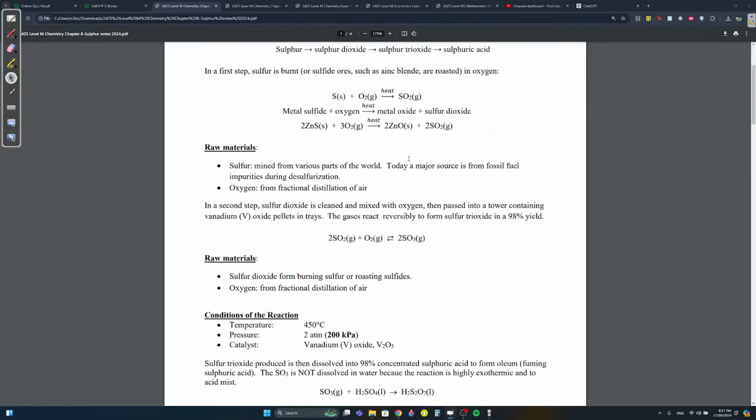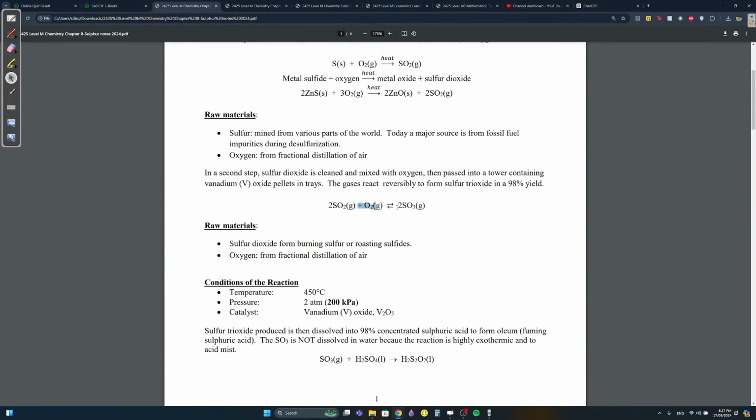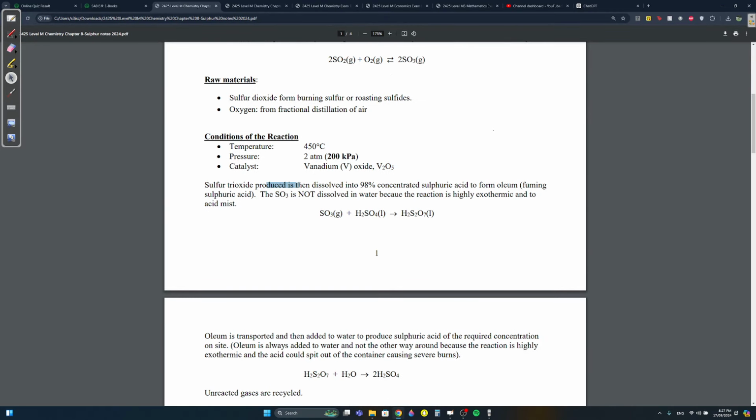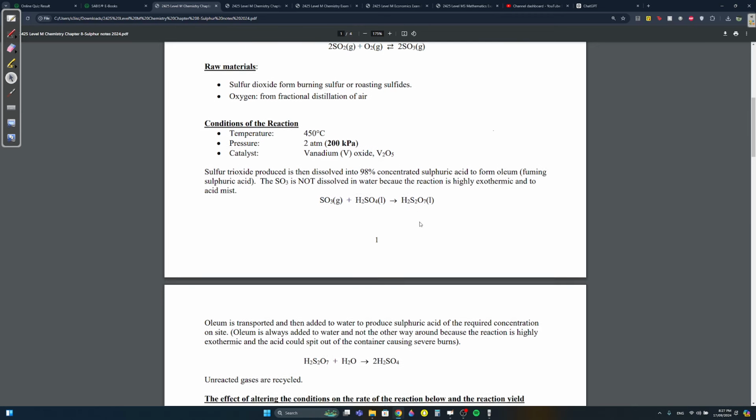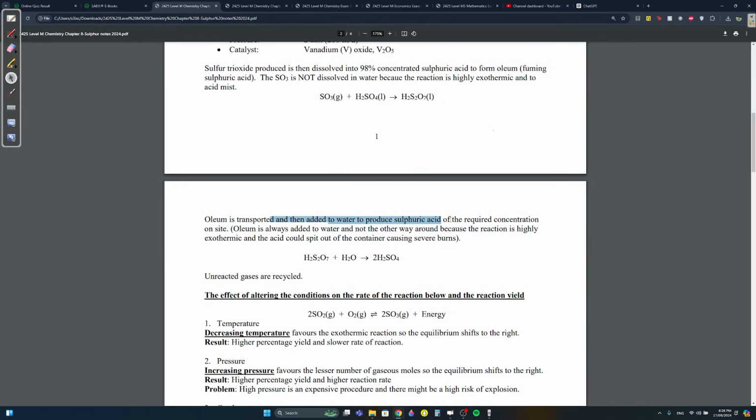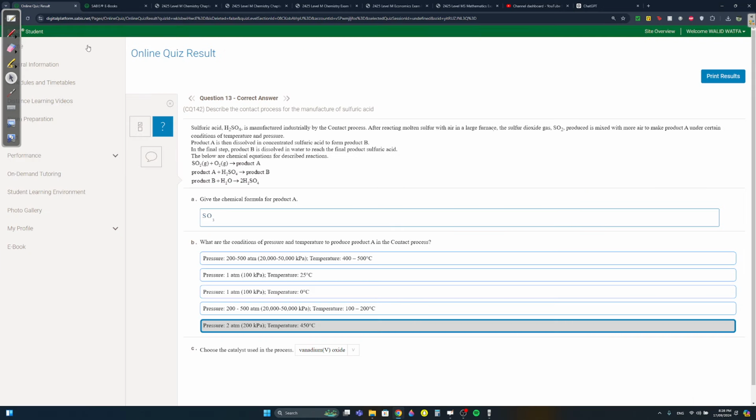So here, once you get the SO2, you want to react it with more oxygen to make SO3. This is a reversible reaction, so its temperature is 450, its pressure is 2 atm, and the catalyst is important: V2O5, vanadium oxide. Sulfur trioxide is produced, then dissolved in 98 percent concentrated acid to give oleum. The SO3 is not dissolved in water because the reaction is highly exothermic and it makes the acid start bubbling. Oleum is transported and then added to water. We said we add the oleum to water finally, and then you get 2 H2SO4.